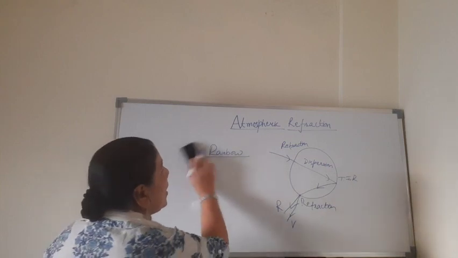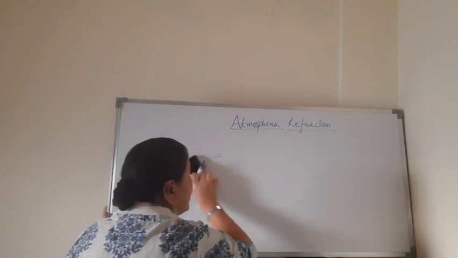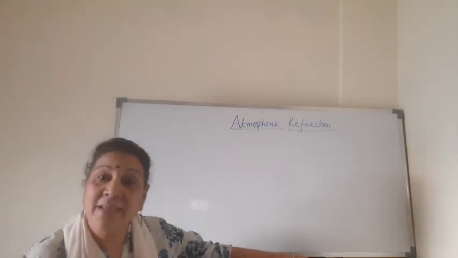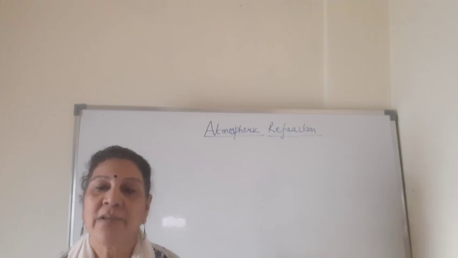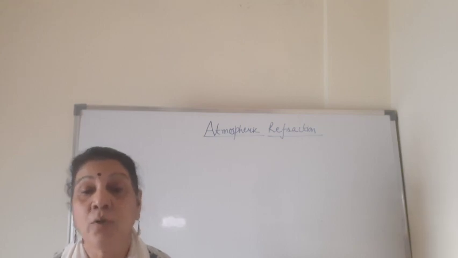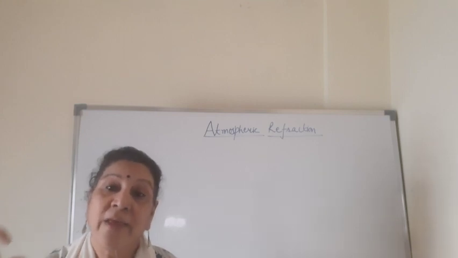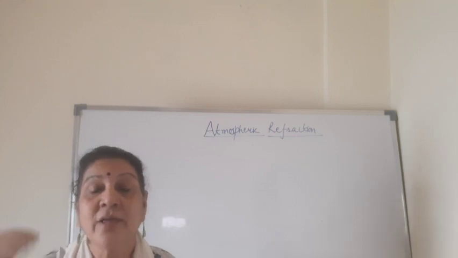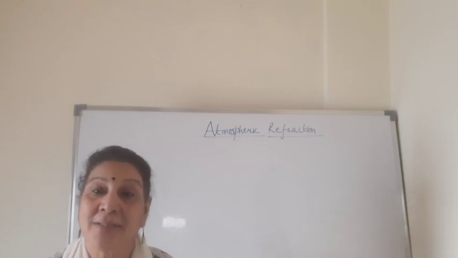Now we'll talk about atmospheric refraction. How does the sunlight come to us? There are many optical phenomena which occur due to atmospheric refraction. So now I'm going to explain atmospheric refraction. When the sunlight comes to us, it crosses different layers of air. At times there is vacuum, at times the air is optically denser, at times it is rarer. So it crosses each of the layers and then comes to us.